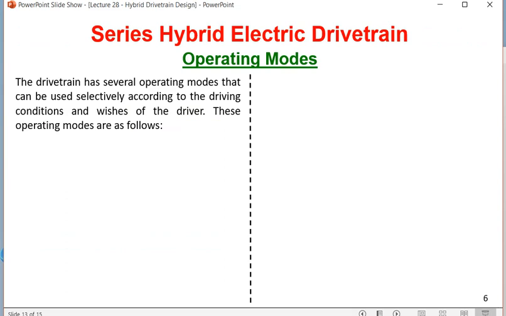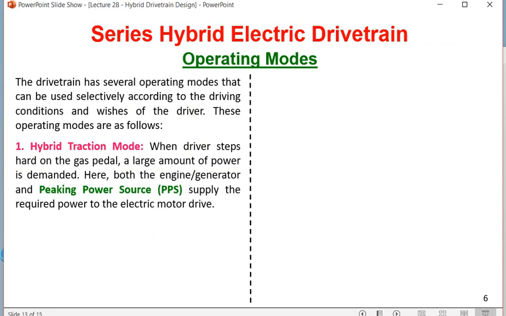In this slide we are going to see the series hybrid electric drivetrain, what are the operating modes. So we have seen in the previous module there are some 9 operating modes. In that, how many of them are taken into the series hybrid electric drivetrain, that we are going to see. So the drivetrain has several operating modes that can be used selectively according to the driving condition and wishes of the driver. So these operating modes are as follows.